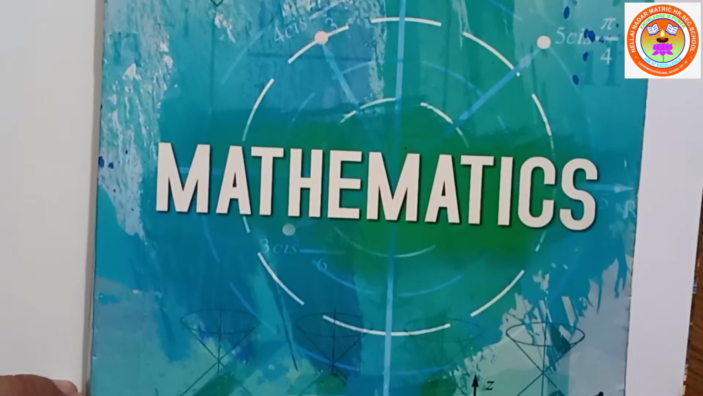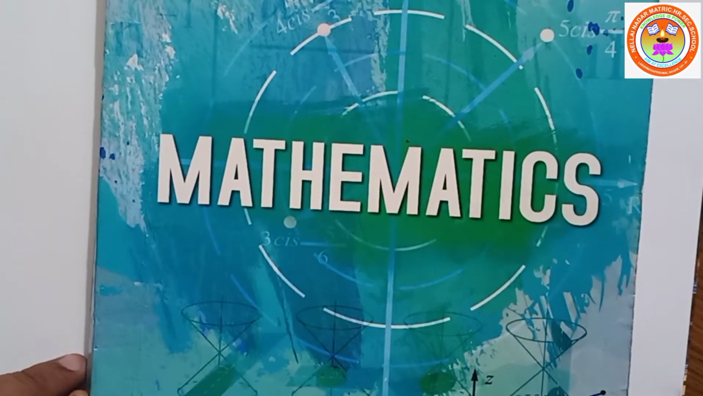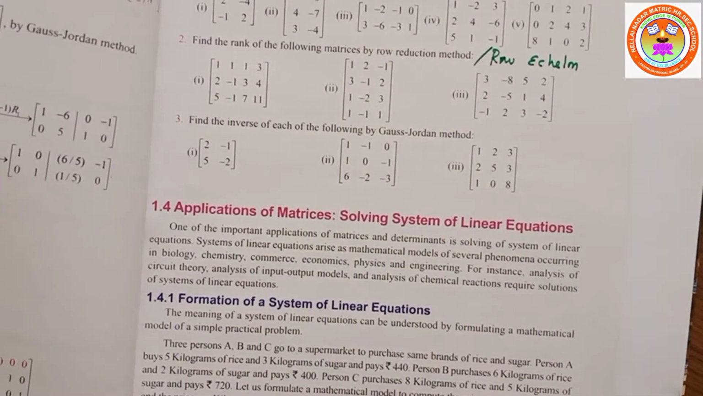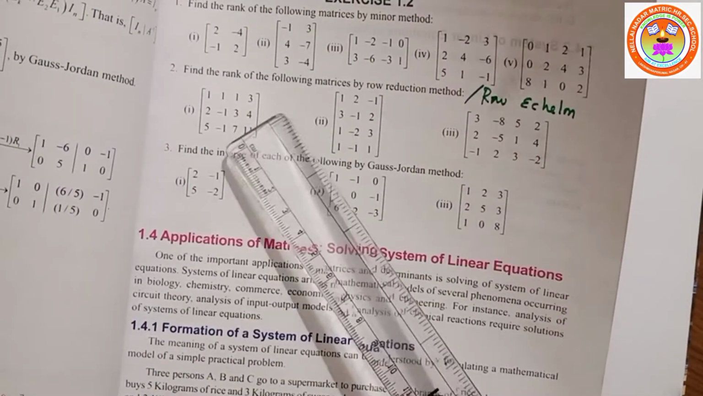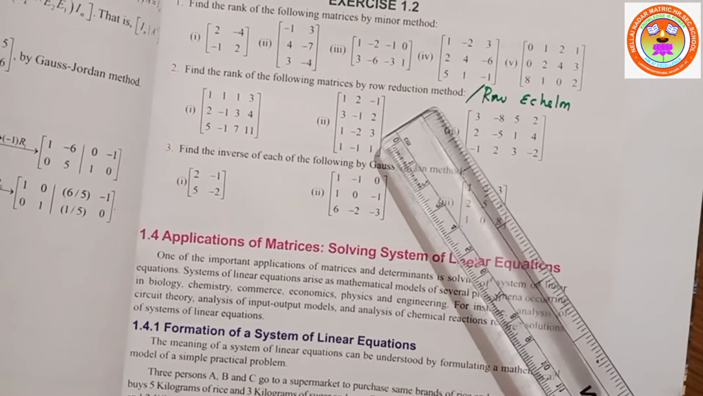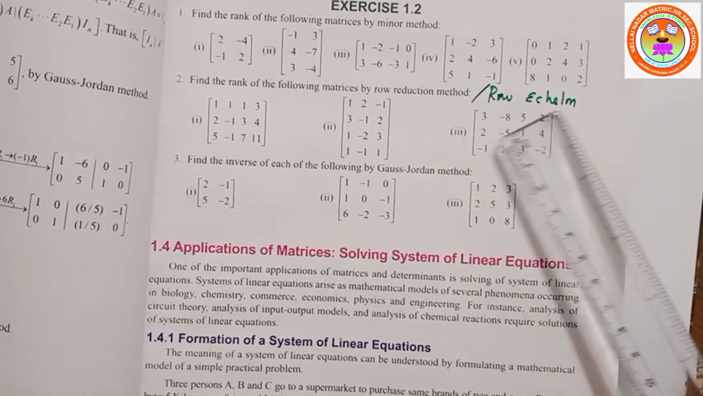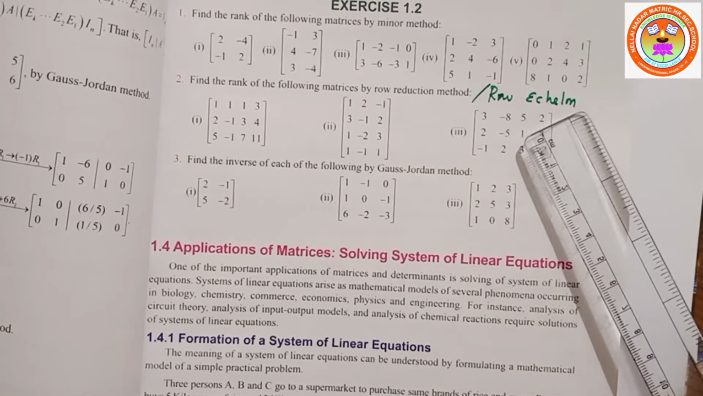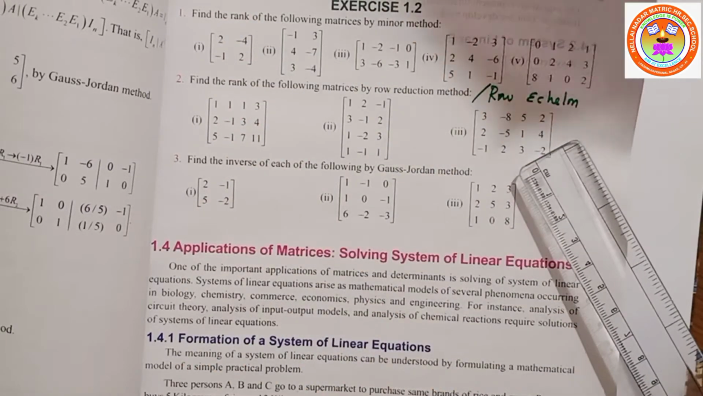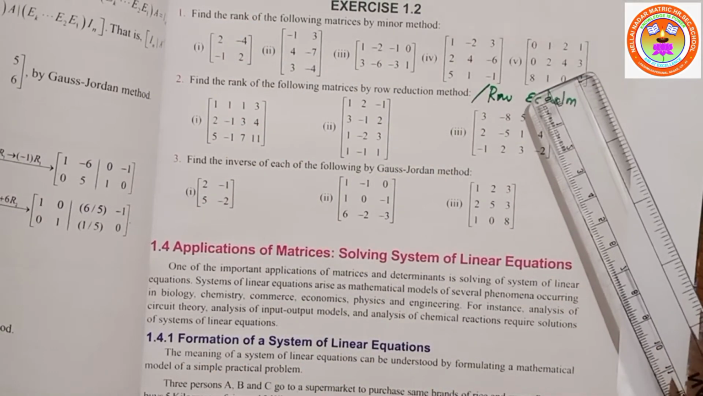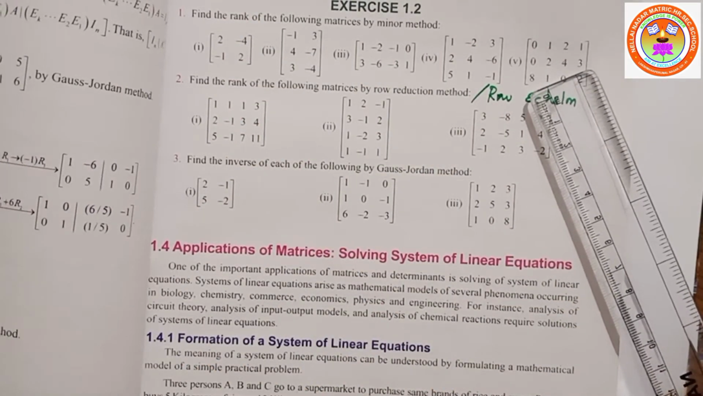12th standard mathematics, chapter number 1, continuation of exercise 1.2. Now problem number 2. Find the rank of the following matrices by a row reduction method, another name row echelon. There are 3 subdivisions, we can do them one by one. We start with the first subdivision.